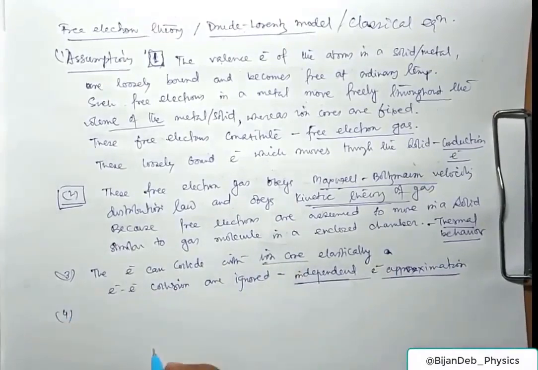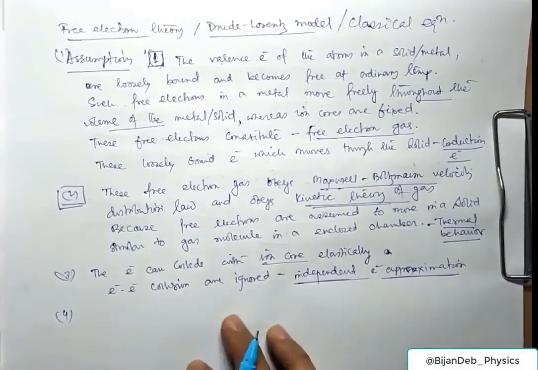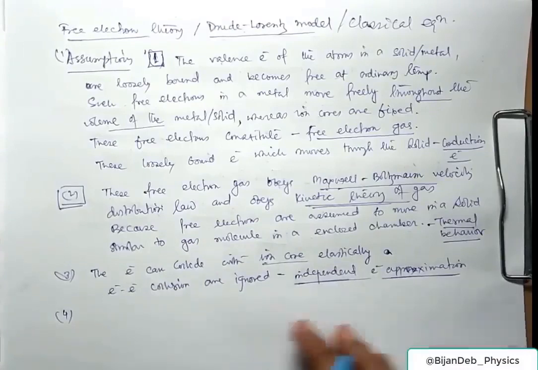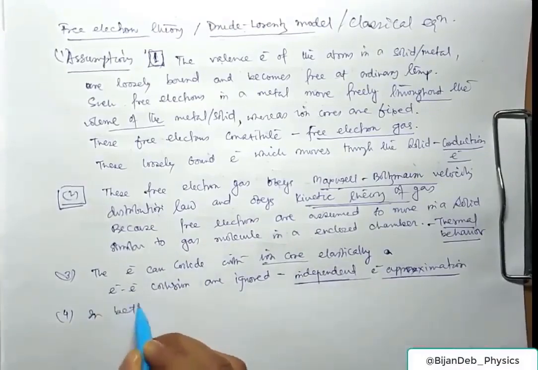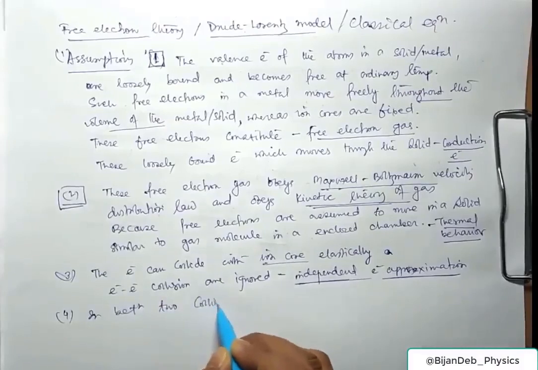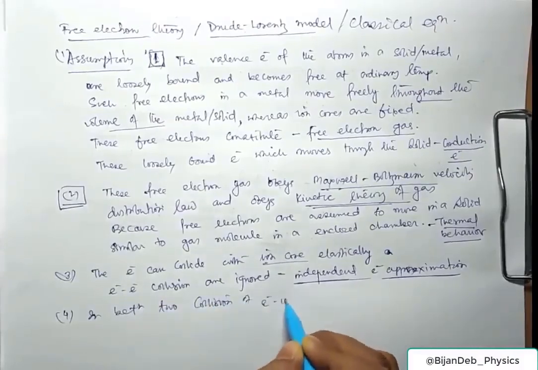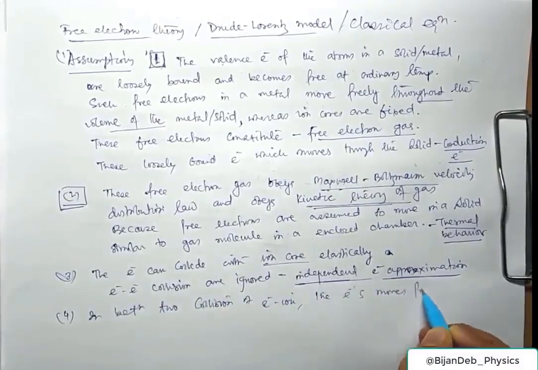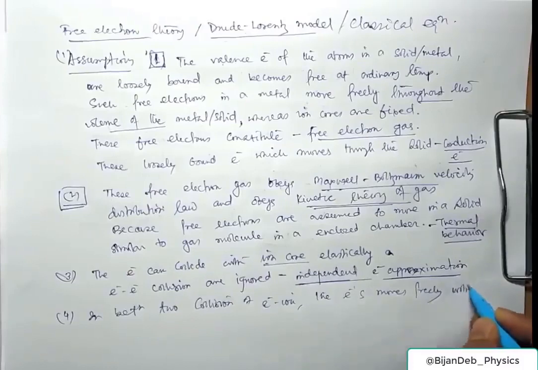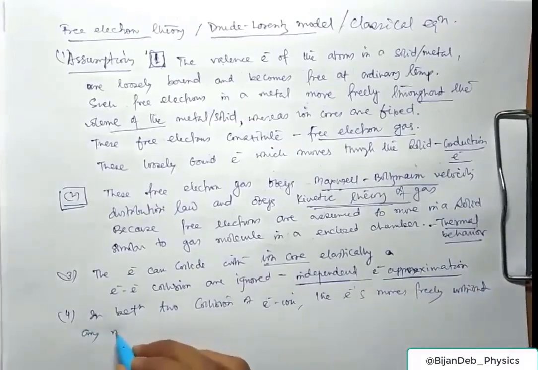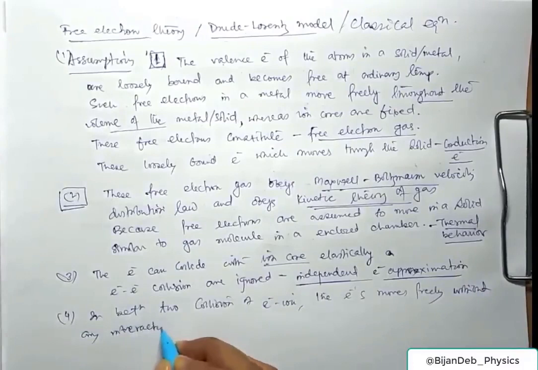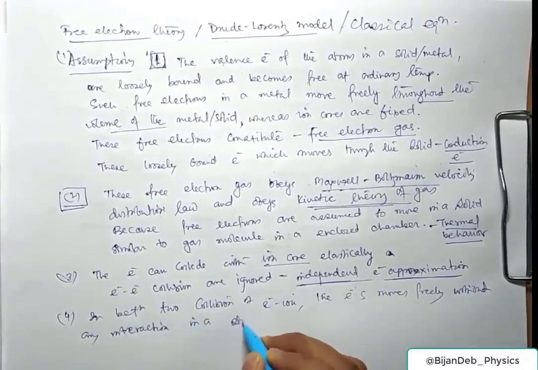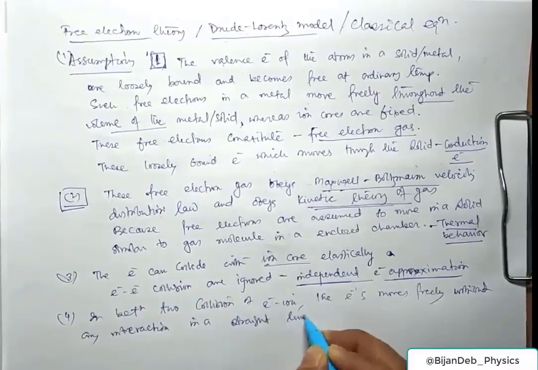Okay, now the fourth assumption is when an electron collides with an ion, its path changes and again it collides with another ion. So in between two collisions of electron and ion, the electrons move freely without any interaction in a straight line path.